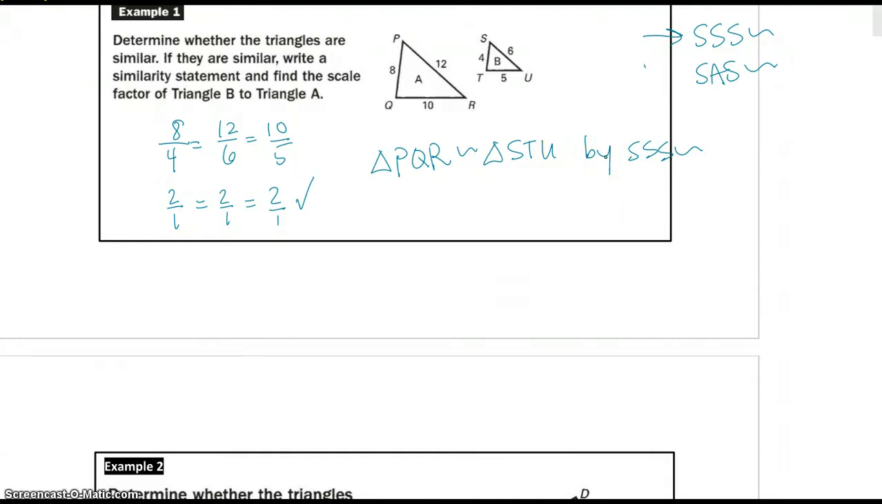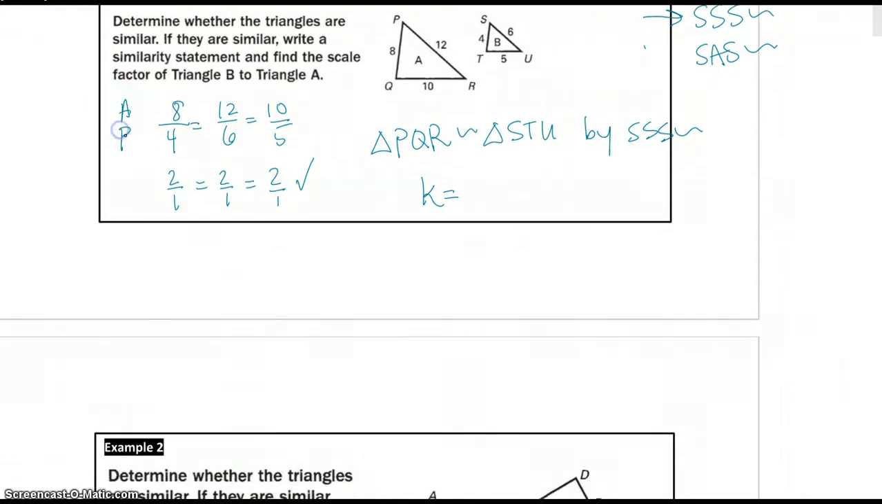Now you want a scale factor k of triangle B to A. Now what we just did is we put A over B, but they specifically want B to A when they're listing the scale factor. So instead of 2 to 1, we have a scale factor of 1 to 2.